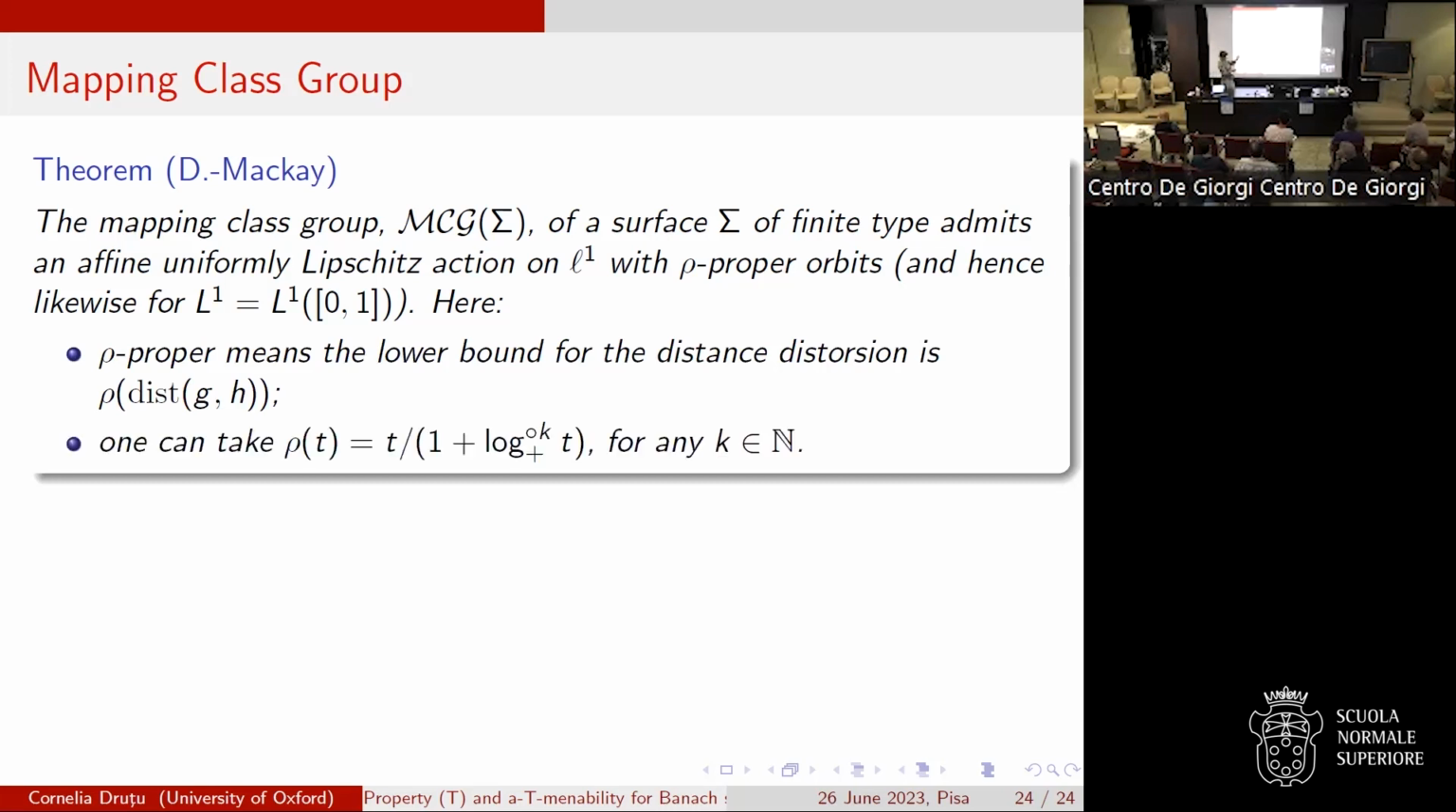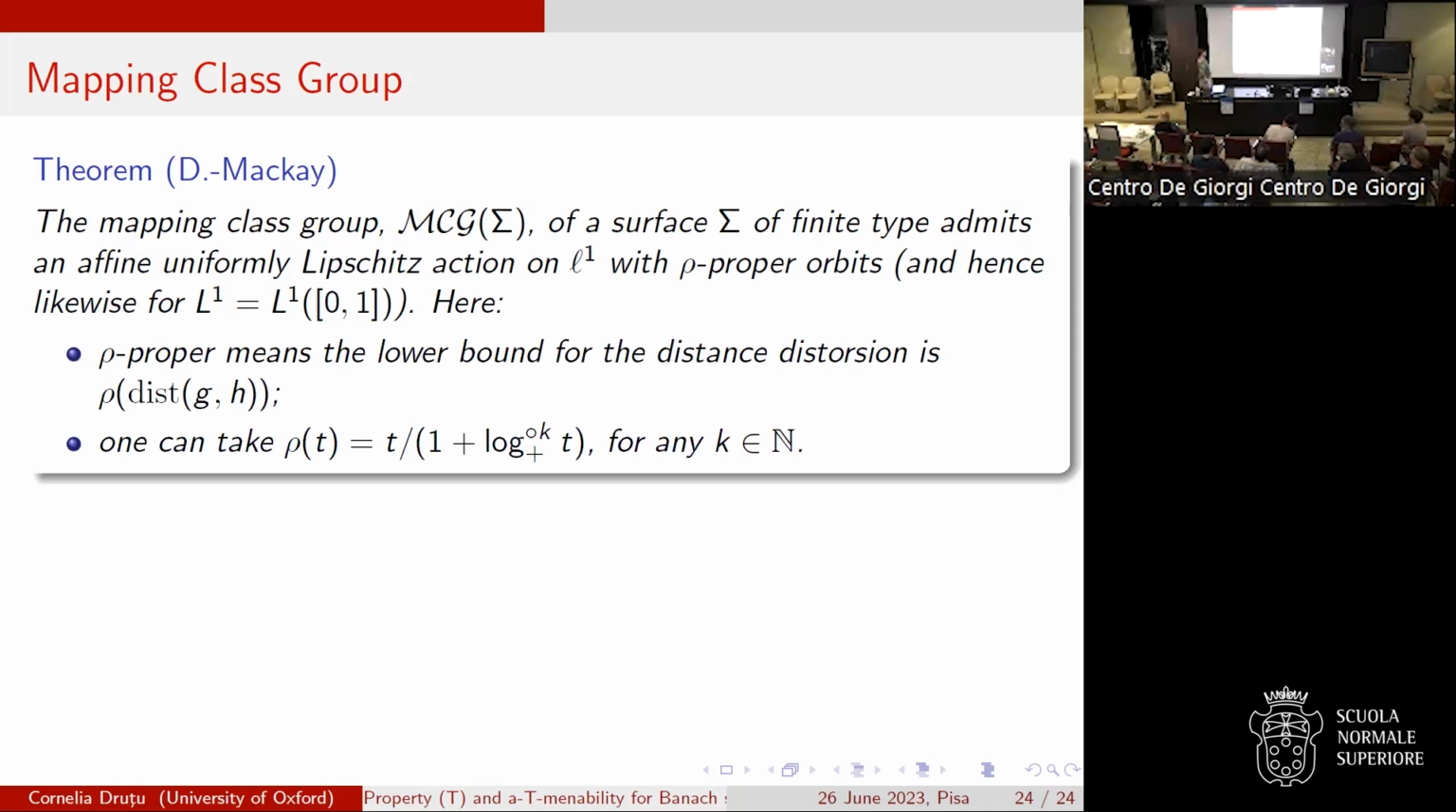The only thing that we can say is that the lower bound for the distance distortion is not linear in the distance, it's linear in the distance divided by the logarithm of the distance. This is an iterated logarithm, so we can even iterate it, but nevertheless it's there. So for this group, we can't really show that the orbit is a quasi-isometric embedding.